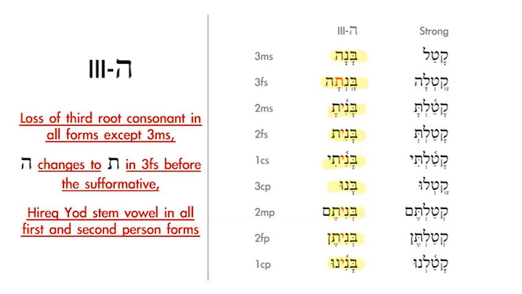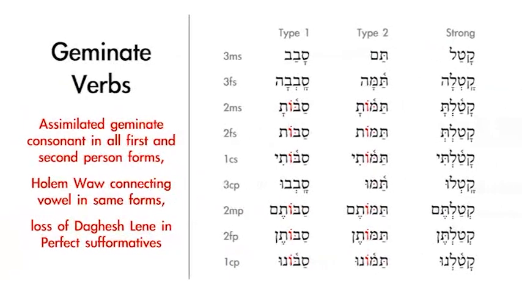Finally, in the 3CP, we'll notice that the he has dropped out and there is no hireq yod. And in this particular instance, you'll have to know that third he verbs is one of the options for reconstructing this verbal root. And it's always a good idea to begin with third he verbs when you're reconstructing verbal roots because they are so common. That's the third he verb.